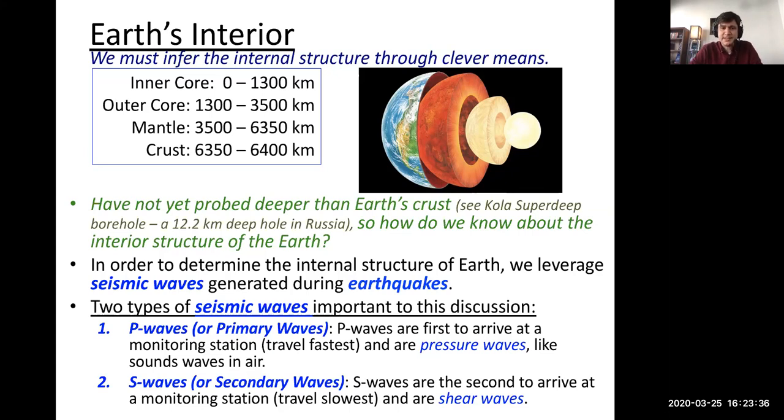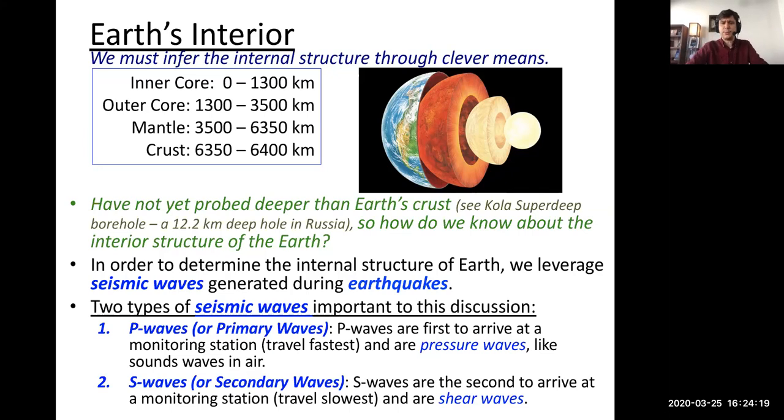P waves: the P stands for primary waves. The P also stands for pressure waves. So P waves, or primary waves, or pressure waves, I mean 3 times the P. Why are they called the primary waves? They travel the fastest through the Earth, so they're the first to arrive at a monitoring station. We have seismic detection stations, and things that measure seismic waves are called seismometers. These are the first waves that we measure. Why are they pressure waves? Because they're created by applying a pressure to something. So I just made a pressure wave.